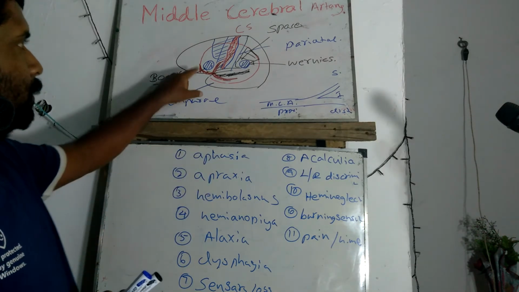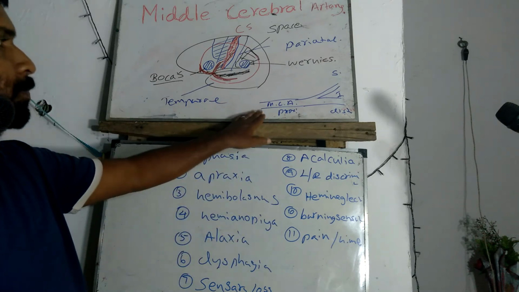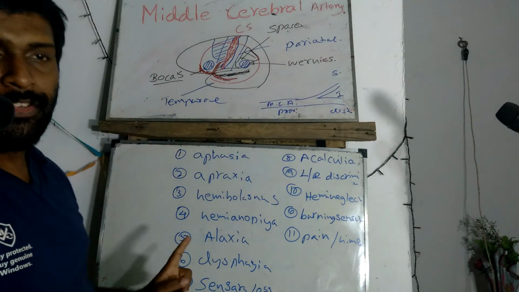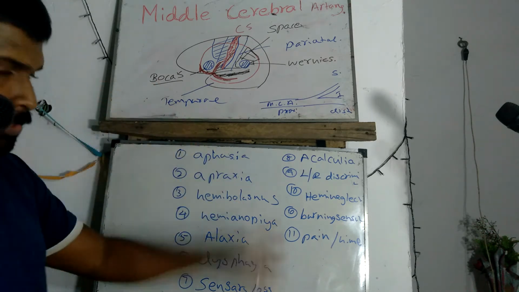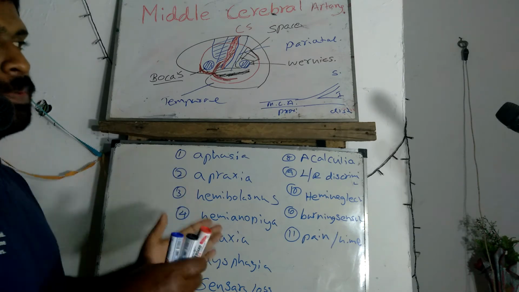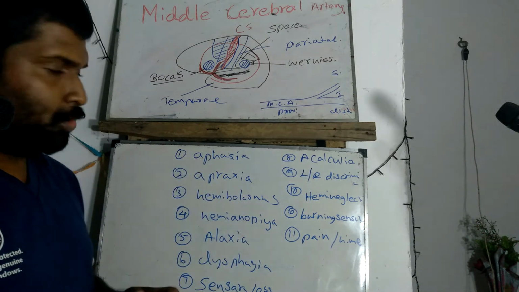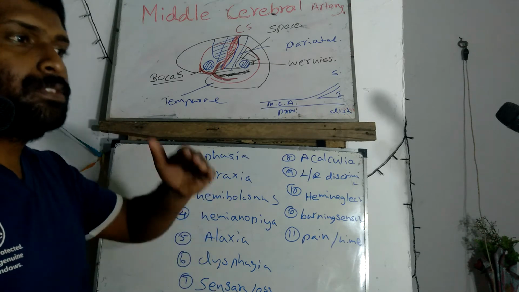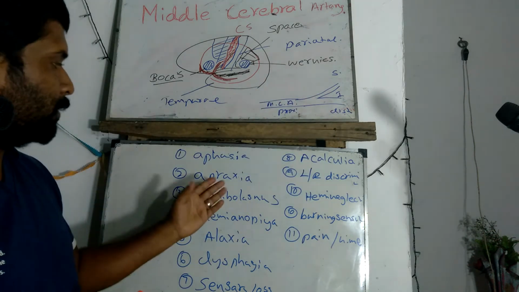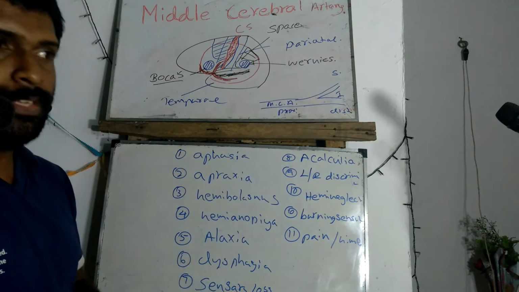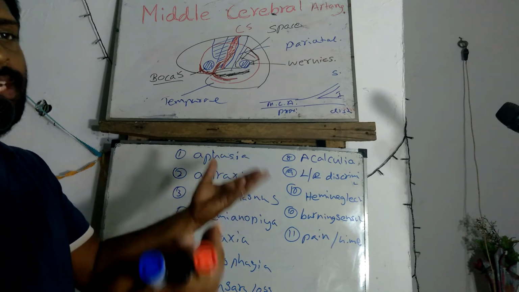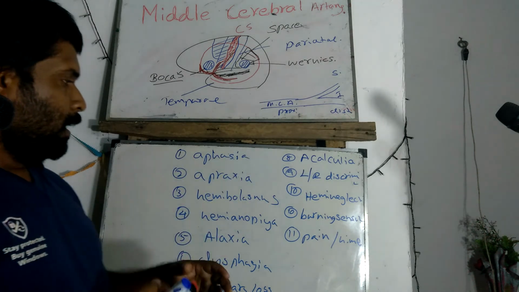Aphasia. Due to this middle cerebral artery damage, global aphasia can happen to this patient. Apraxia: apraxia is damage to the sequence of motor movement. He can't do a sequence of activity continuously. That is apraxia. So dressing apraxia and construction apraxia. A lot of apraxia happens.